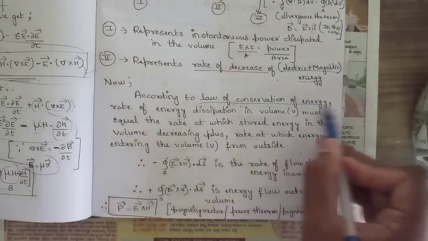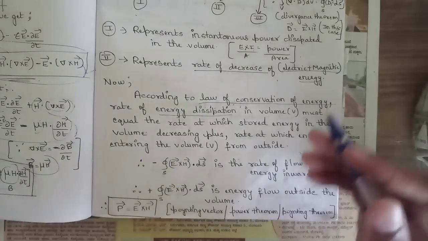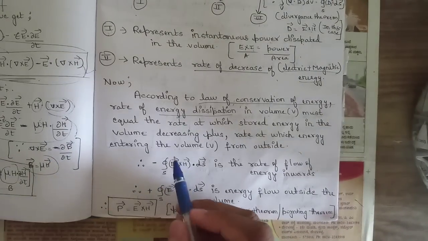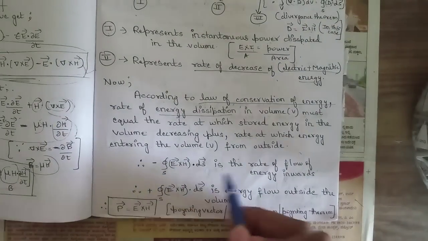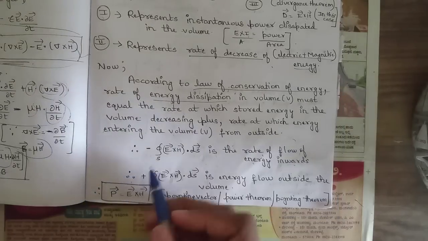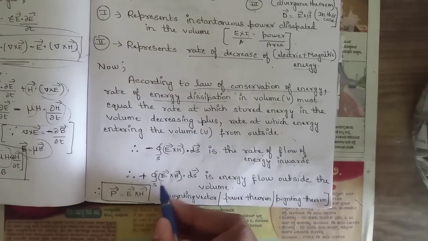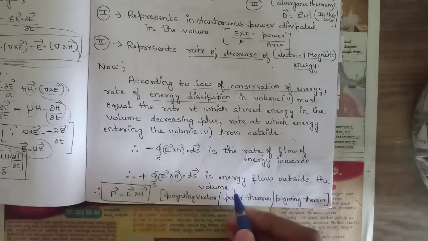That is, this law of conservation of energy states the rate of energy dissipation, as well as the increase and decrease of the electric and magnetic energy at the same time. So we can conclude that the surface integral of E cross H dot ds, with a minus sign, is the rate of flow of energy inwards. Also, the plus surface integral of E cross H dot ds is the energy flow outside the volume.